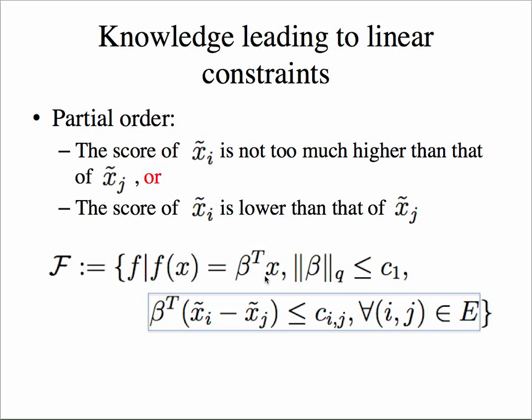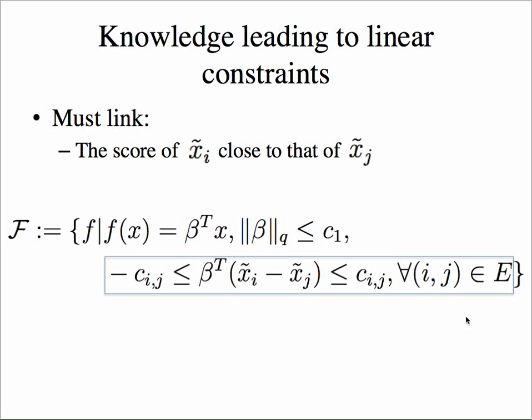Script F is defined to be all linear functions with the usual q-norm constraint on the coefficient vector and a constraint which is a linear inequality. So for the unlabeled examples i and j, we have that the score beta transpose x tilde i minus the score beta transpose x tilde j is upper bounded by a constant c. If this constant is positive, then we are in the first case, and if the constant is 0 or negative, then we are in the second case. And this can be true for multiple such pairs i and j, which we represent using our set E.